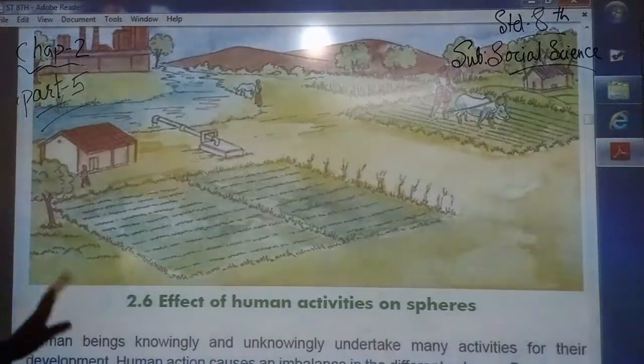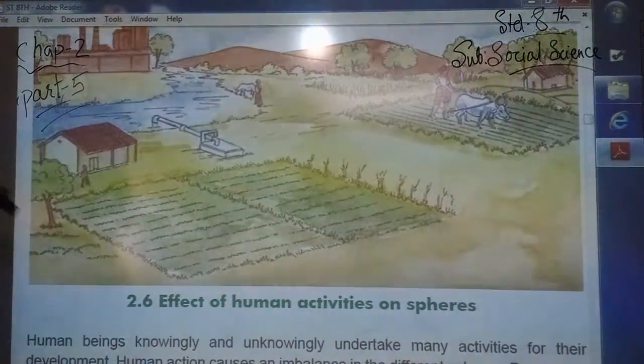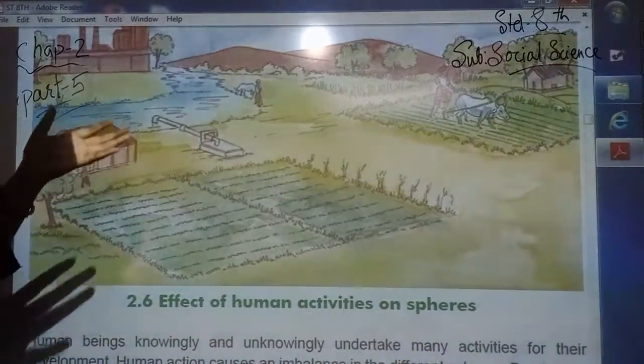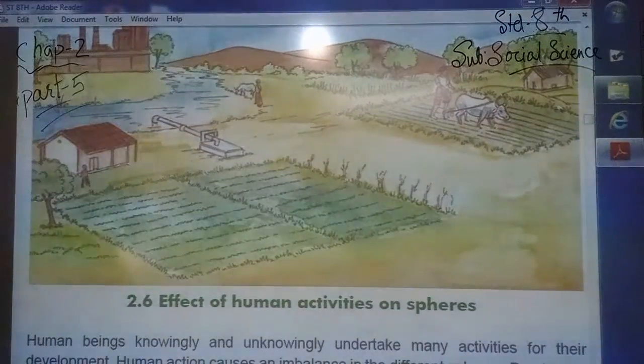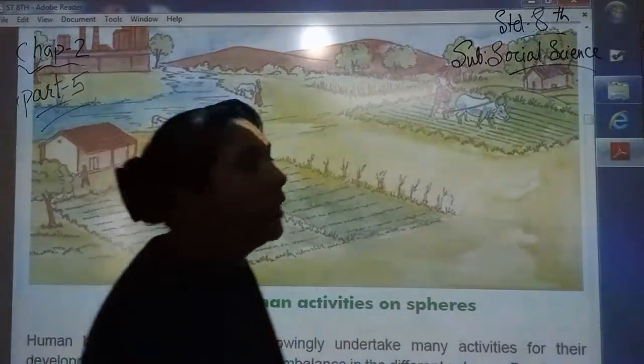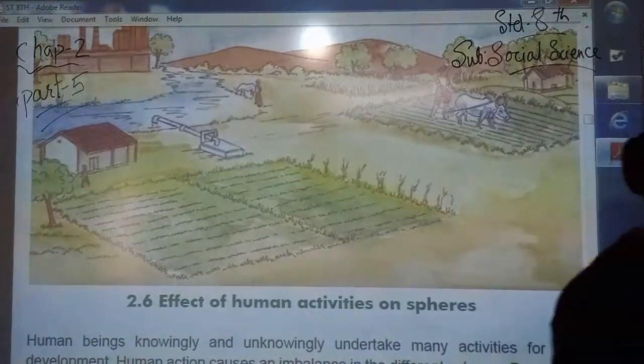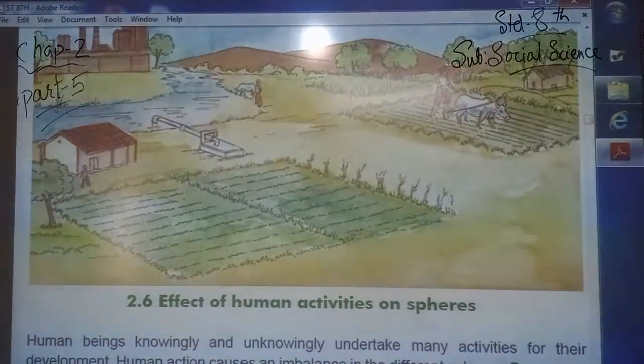In the diagram you can see the village is there. But on that side you also see the industrial sector which harms. The plantation is also there. This shows the effects of human activity on spheres, how we humans create activities and affect the spheres also. Understand?